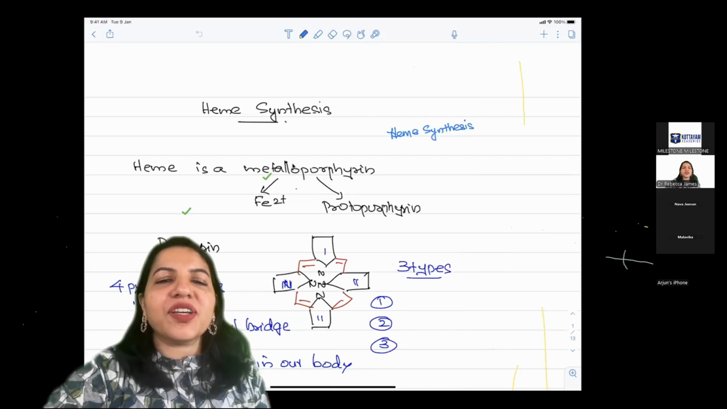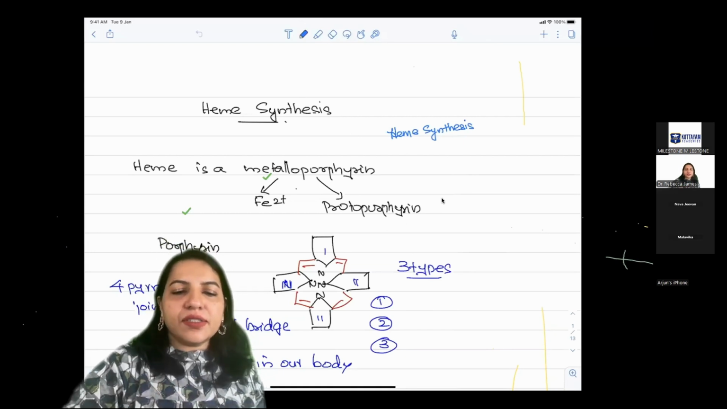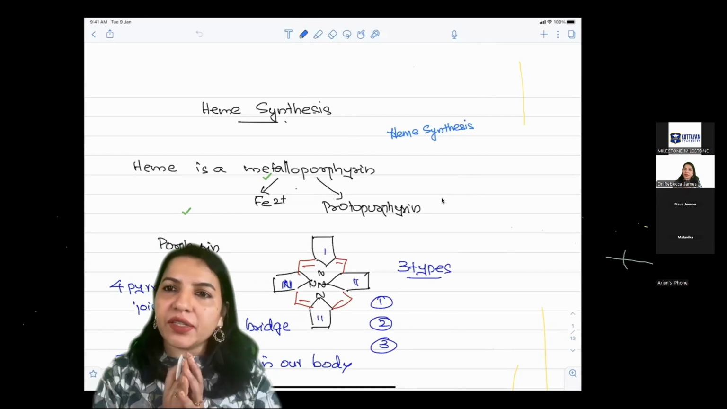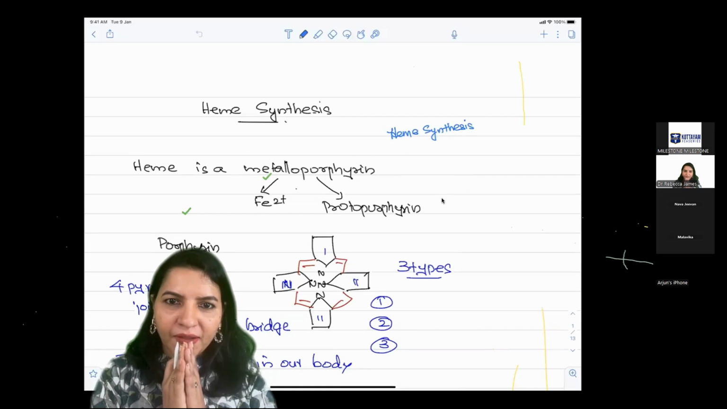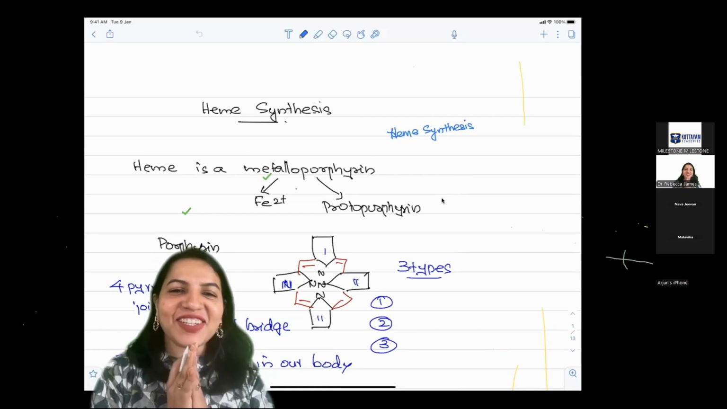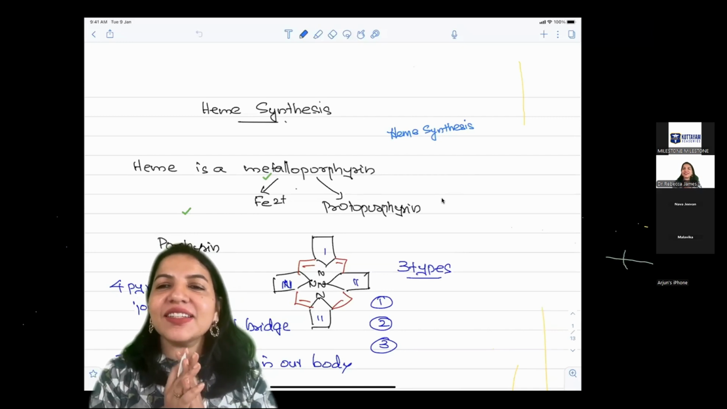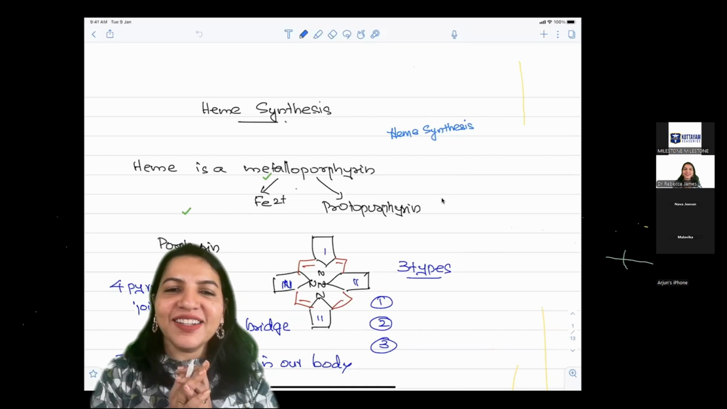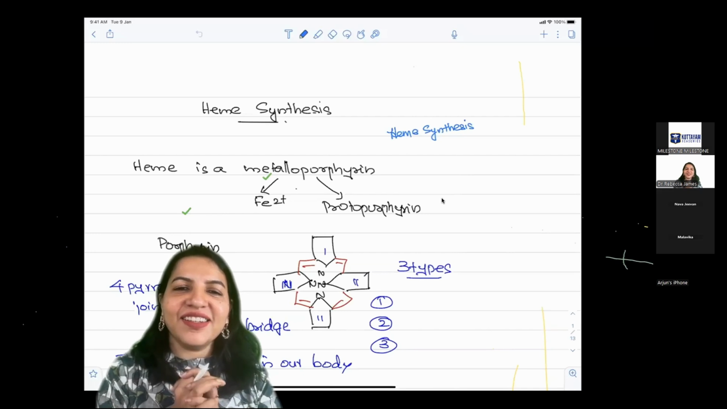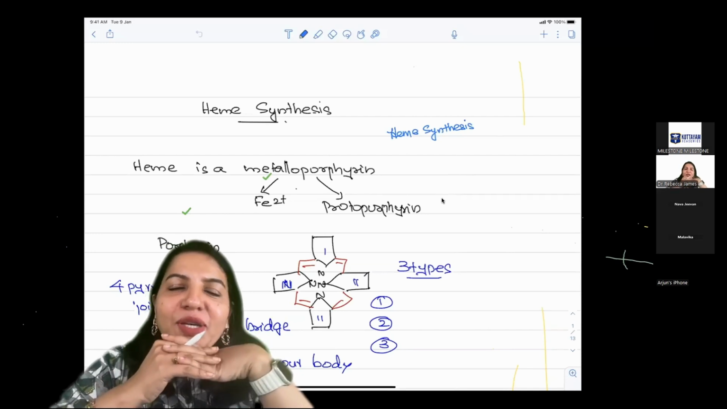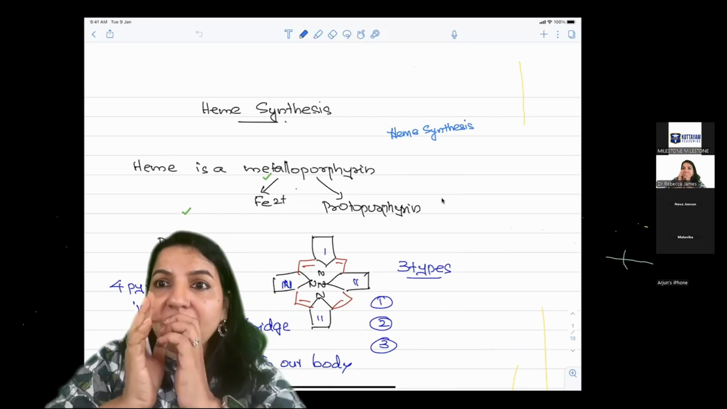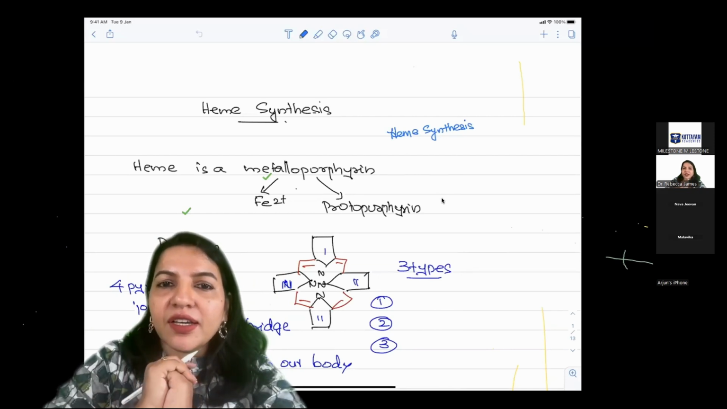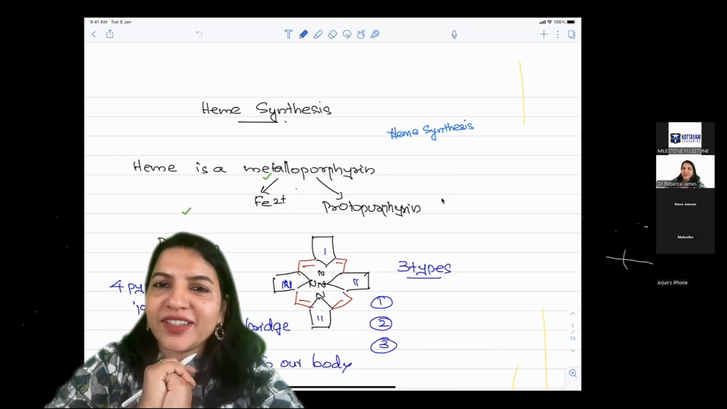Iron. Okay. Right. Iron. So we are going to see something which is combining with iron. Who is combining with the iron in heme? Okay, protoporphyrin. So how can we name heme as? Heme is otherwise? Ferro, proto, porphyrin. Okay.